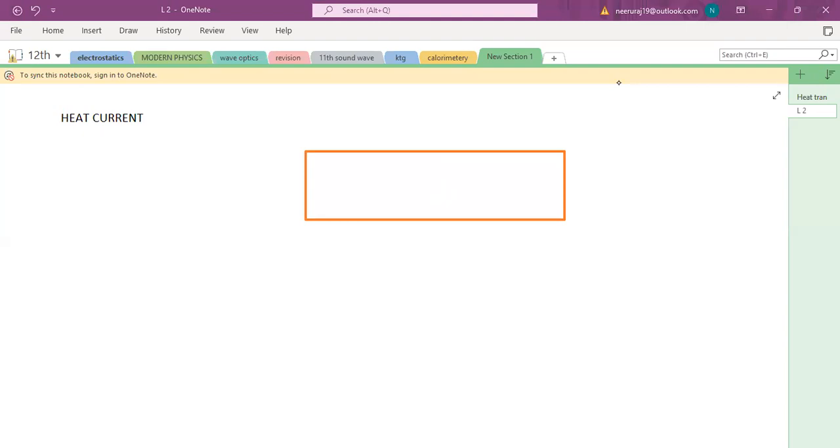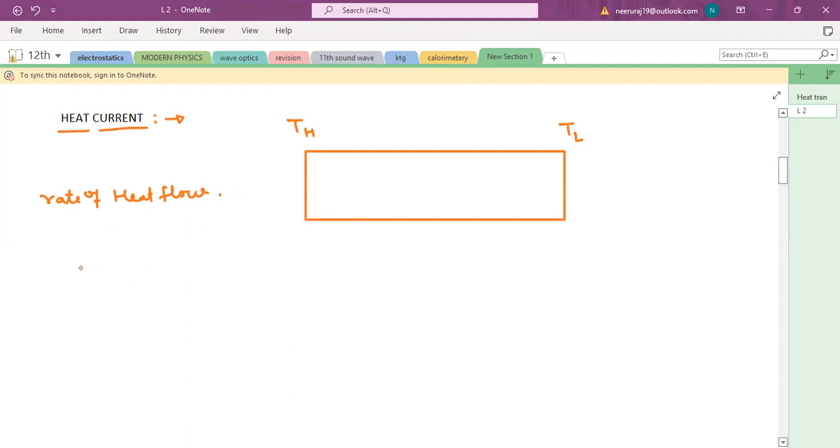Let's see the next definition. The next definition is the heat current. How do we define heat current? Suppose on this side it is high temperature and on this side it is low temperature. Heat current is defined as the rate of heat flow. We call this rate of heat flow the heat current.